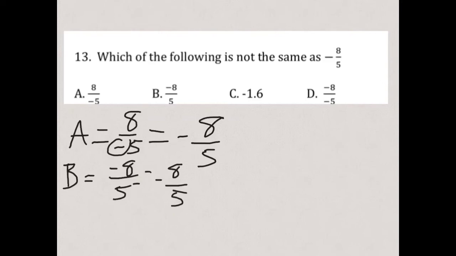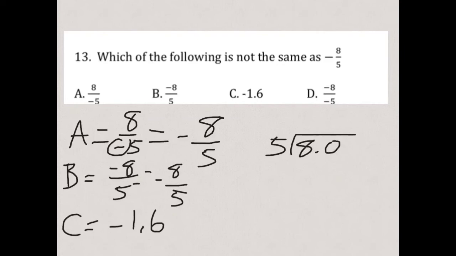Now, C is saying, what about -1.6? Well, in order to complete this, what I need to do is take 8 and divide it by 5. Again, let's put it into form. 5 goes into 8 once. There's my 3, drop the 0. Now I'm going to jump over that decimal, and 5 goes into 30 6 times. So -1.6, yep, that also is.